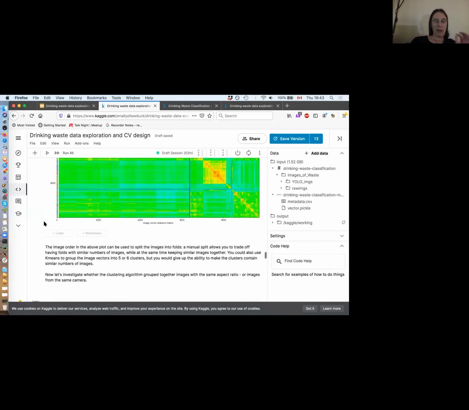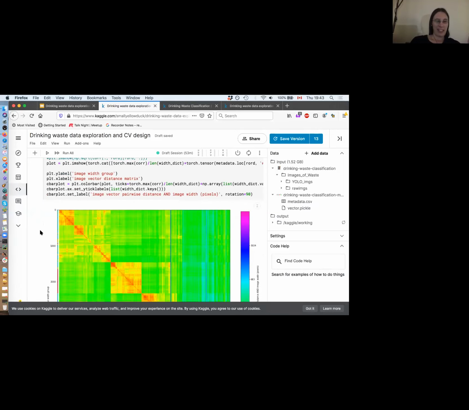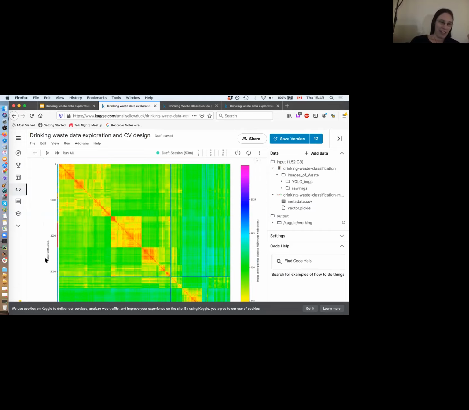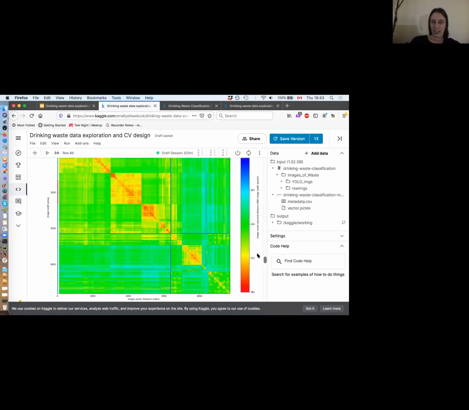So we have this other metadata here. Let's play around a little bit with it. The subsequent plot here I've made with the image width group. What does that mean? Over here on the color bar is the image width. The color is telling you about the image width, and in the main part of the plot, it's telling you about the similarity of the images. So this color bar is doing double duty.